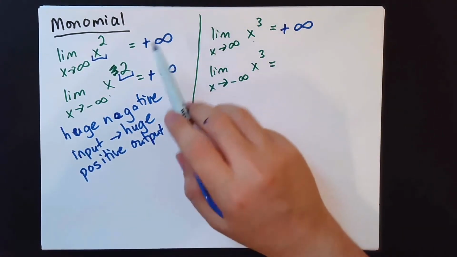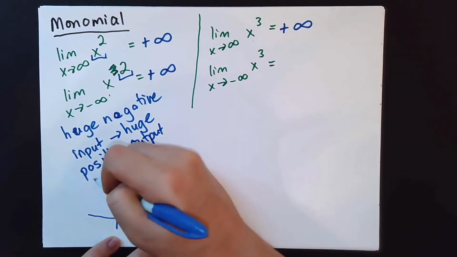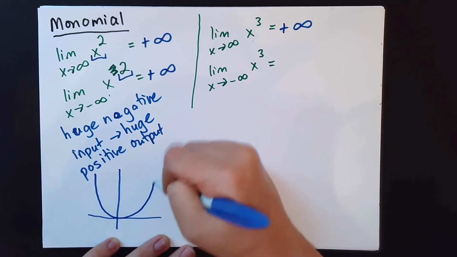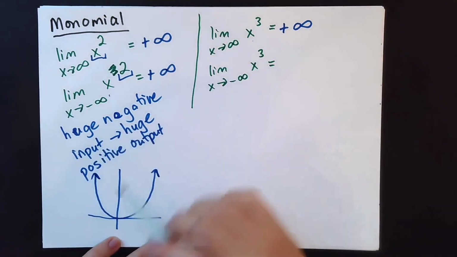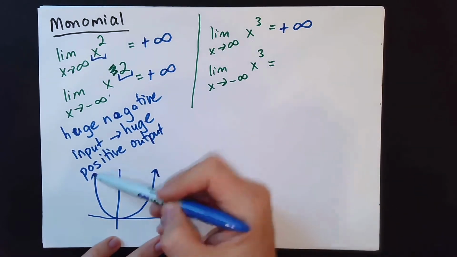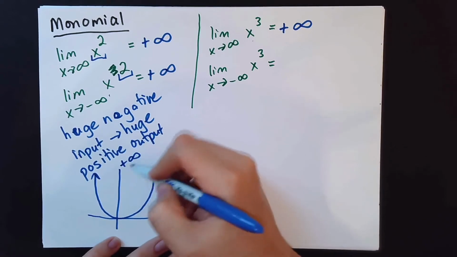Now, of course, you can think of this in terms of what you know the graph of x squared looks like. Namely, you know the graph looks something like this. And so these two plus infinities represent the fact that both tails, the one on the right and the one on the left, they're both rushing off towards the positive infinity at the end of the output axis.